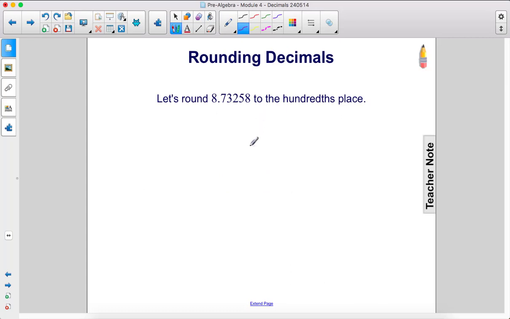Let's round this number to the hundredths place. So remember, 7 is in the tenths, 3 is in the hundredths, and 2 is the number we're going to look at. 2 is 4 or less, which means 3 is going to remain as is, and these are all going to become zeros. Therefore, the answer is 8.73. Because the number in the thousandth place was less than 5, we end up rounding this number down to 8.73.